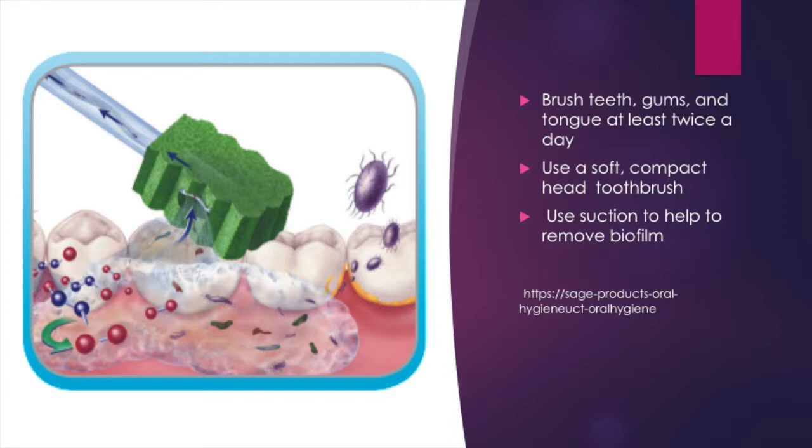It is recommended that you brush the teeth, the gums, and tongue at least twice a day and use the chlorhexidine rinse. Use a soft, compact head toothbrush. Now use your nursing judgment. Look to see if there's any type of sores, and you want to use that toothbrush to help break up the biofilm and use the suction. Your mouth is already a perfect breeding ground for ventilator-associated pneumonia or hospital-acquired pneumonia because it's moist, it's damp, and it's dark. So using that suction helps to remove that biofilm. Also, brushing helps to remove that plaque.